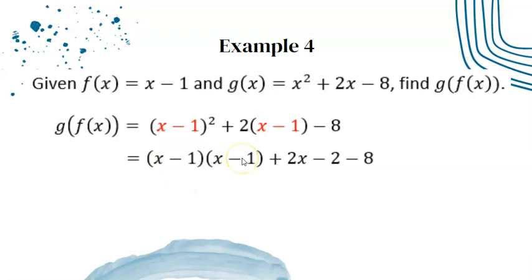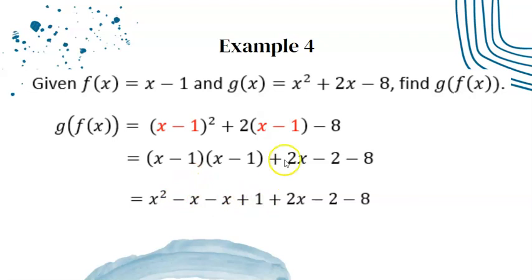So I write that first one out, x minus 1 times x minus 1, but I'm going ahead and distributing 2 times x is 2x, and 2 times negative 1 is negative 2. And I'm bringing down the negative 8. Now I want to FOIL again or double distribute these first two. So I'm going to do x times x and get x squared, x times negative 1 and get negative x, negative 1 times x and get negative x, and negative 1 times negative 1 and get a positive 1.